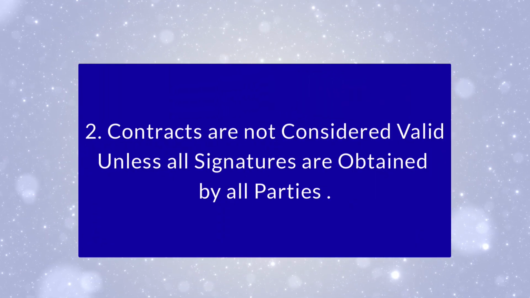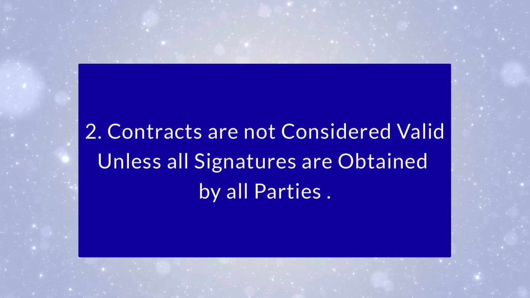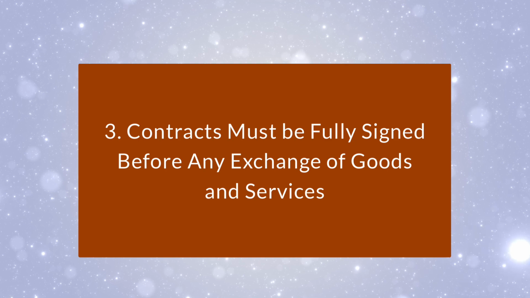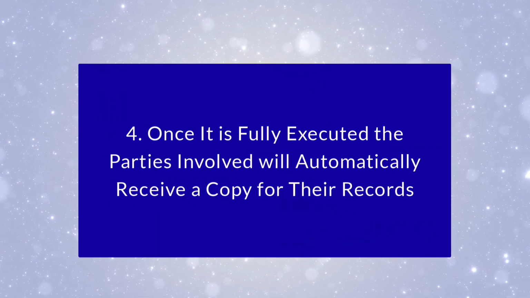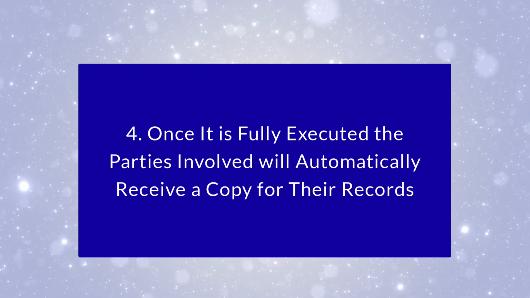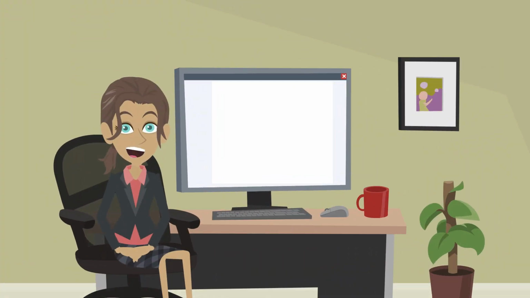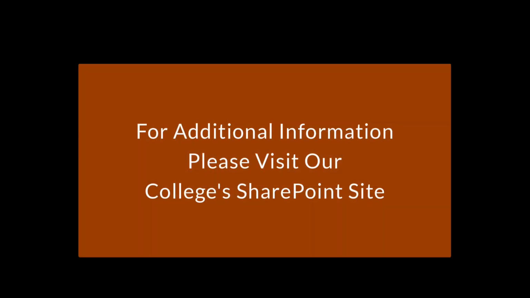Second, contracts are not considered valid until signatures have been obtained by all parties. Third, contracts must be fully signed before any exchange of goods or services. Fourth, once the agreement is fully executed, the parties involved will automatically receive a copy for their records via an Adobe Sign notification. And now you know how to fill out a CSA. For additional information on the contracts process, please visit our Bellevue College Contracts SharePoint site.